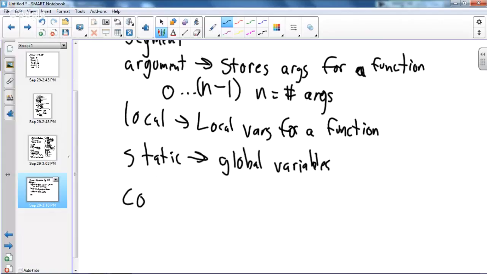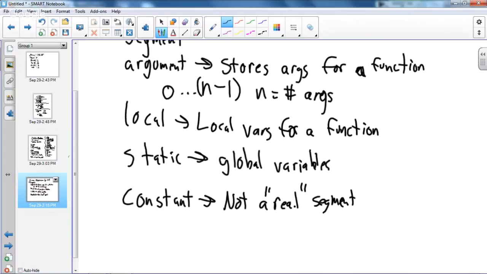Next segment is called constant. And this is not a real segment. So what do I mean by this? The purpose of constant is to provide a way of accessing specific integer values within your program.